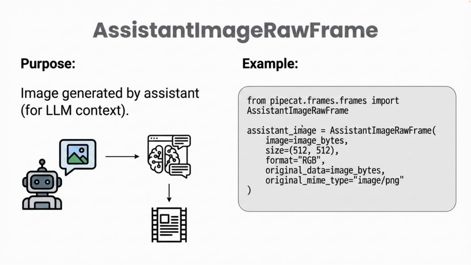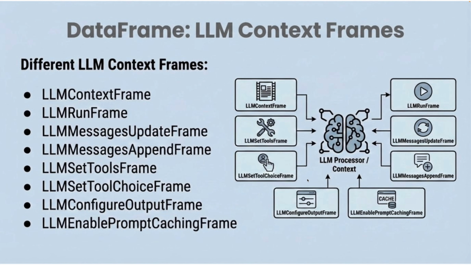So this is the sprite frame, and then assistant image raw frame is image generated by assistant for LLM context. So similar to other image frames, we have this assistant image where we have the image details along with other data like original mime type, original data, and all of these details. So this is the assistant image raw frame.